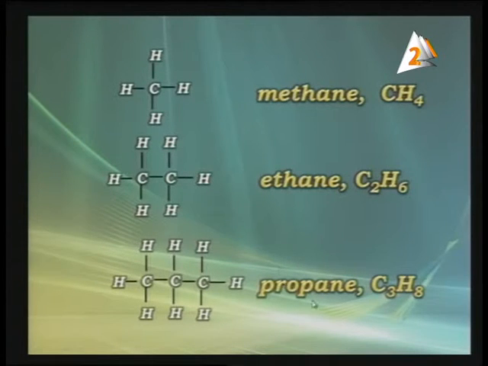After that we have propane, C3H8. So here these are 3 atoms of carbon, and we have 8 hydrogen atoms bonded like this. This is called the structural formula. And here we have the molecular formula of each one of these compounds, and this one is the name according to the IUPAC names.